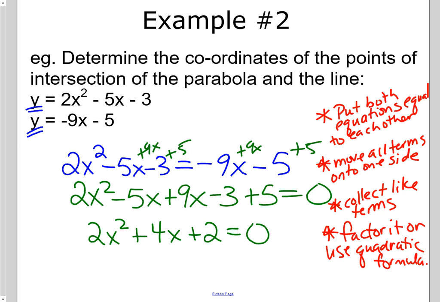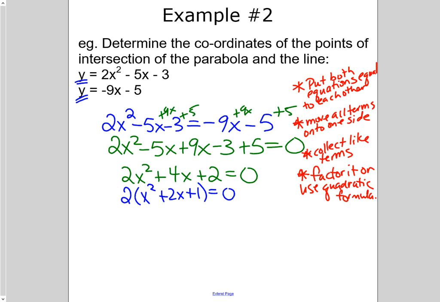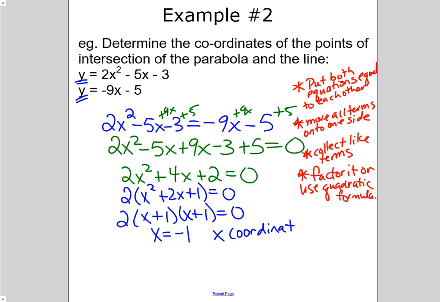I can see that I have a 2, a 4, and a 2, so I can take out a 2, which would leave me with x squared plus 2x plus 1. And then two numbers that multiply to 1 but add together give me 2 are going to be x plus 1, x plus 1. So I get x equals -1 and x equals -1 again. So I don't have to write them both because it's considered to be redundant. So I just have to put it once. X equals -1. So that is the x coordinate of my point of intersection.